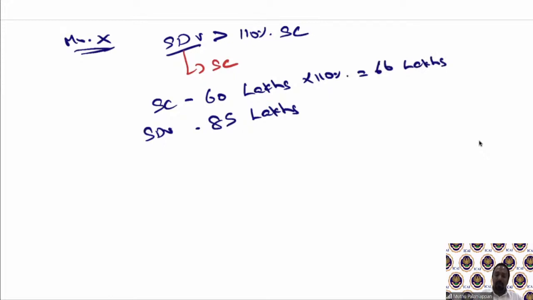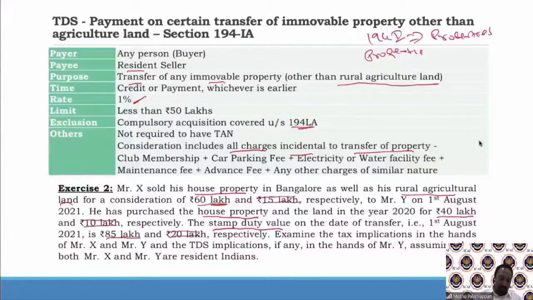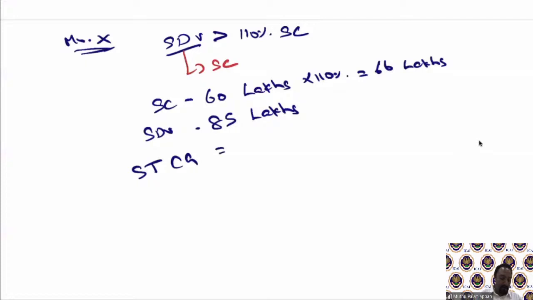Right? So what becomes the sale consideration? The stamp duty value. So the capital gain, that is short-term capital gain, because the property was purchased in 2020 and sold in 2021. So it's a short-term capital gain. So what will be the short-term capital gain? 85 lakhs minus 40 lakhs. So 45 lakhs will be the short-term capital gain in the hands of Mr. X. So that is what Mr. X is about, right? So that is what is considered.